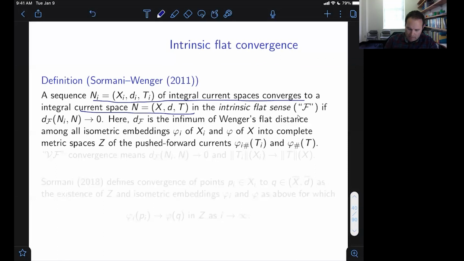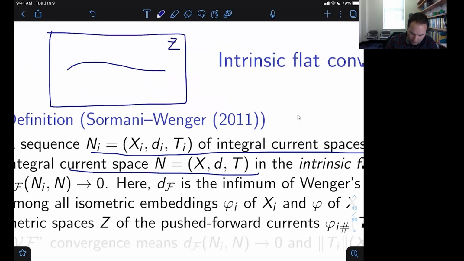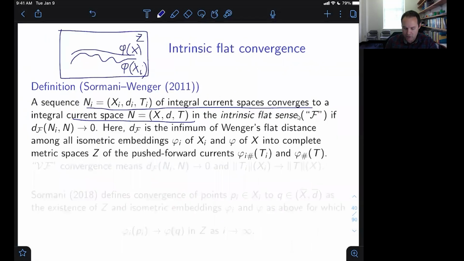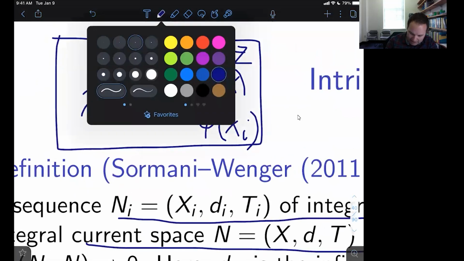If you can embed them into some common complete metric space Z. So you've got this one, this is your phi of X. You've got some phi of Xi here. So if you embed these into a common metric space Z, once they're in there, then you can compute the flat distance.